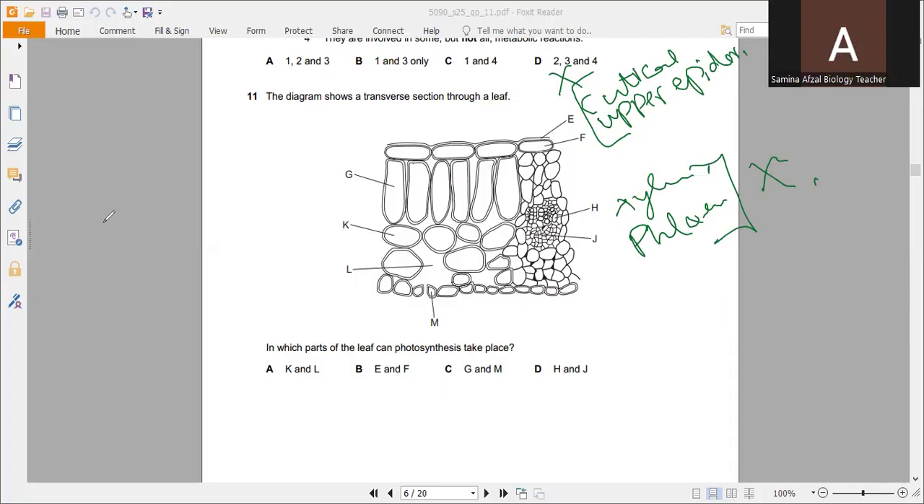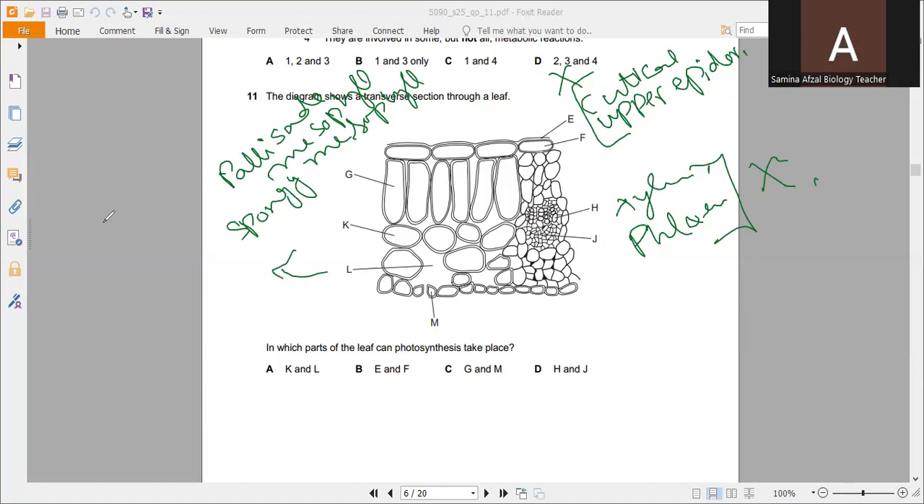Now, G is the palisade mesophyll. K is spongy mesophyll. And M is the guard cell, L is air spaces or intercellular spaces.